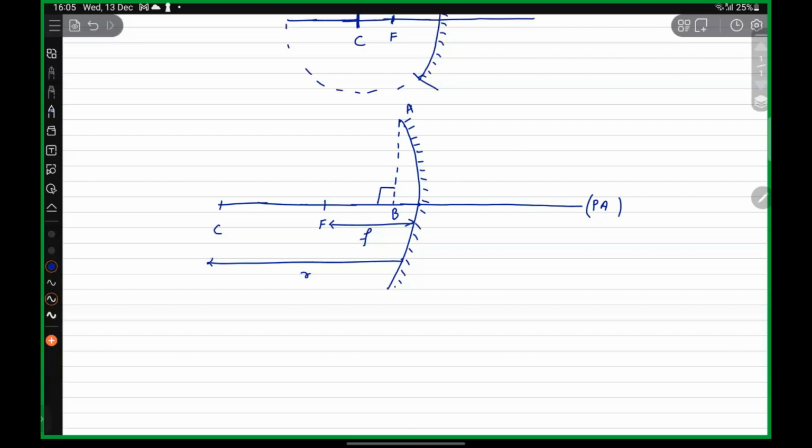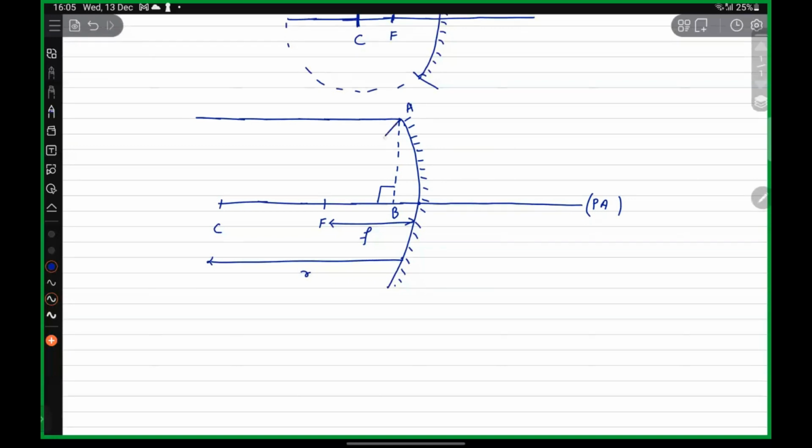Now let's say I draw a ray of light that is parallel to the principal axis. Where will the reflected ray pass from? Yeah, it'll pass through the focus, something like that. Okay. Can you understand this?